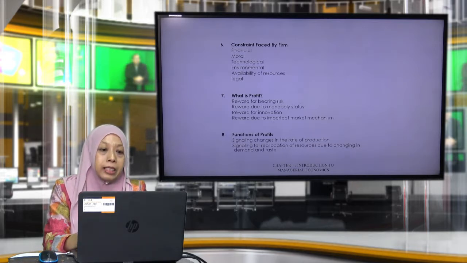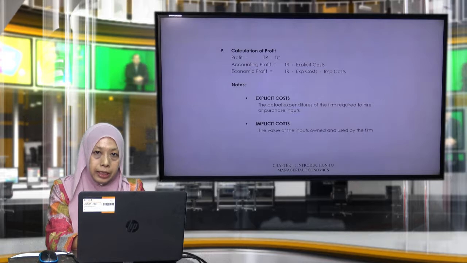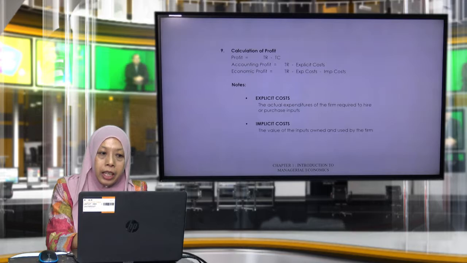Now, we have looked at what profit actually is and what the main functions of profit are, but how is profit actually calculated? Profit is the difference between total revenue and total cost. To calculate profit, there are two approaches actually. Accountants and economists calculate profits differently. To calculate accounting profit, they only consider explicit costs as the cost. But when you want to calculate economic profit, they include both explicit and implicit cost.